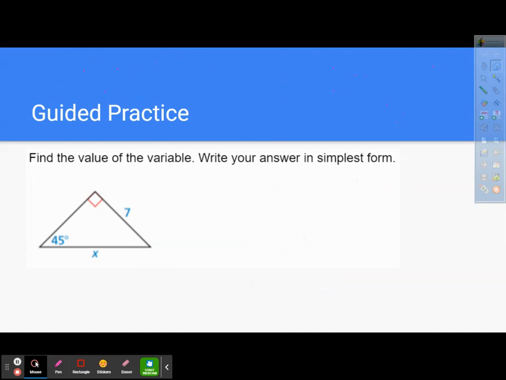Find the value of the variable and write your answer in simplest form. You got to pay attention to whether or not they gave you the leg or the hypotenuse. Make sure you fill in the two missing sides. This would be x. X equals 7. So just like x equals 7. Alright. Is that 7?